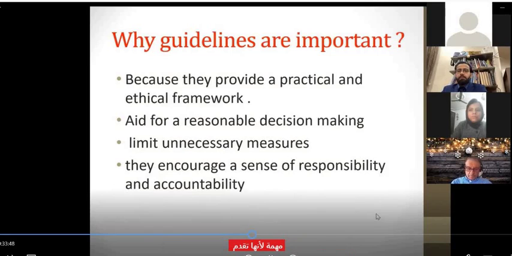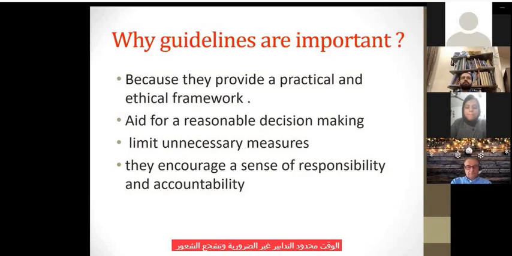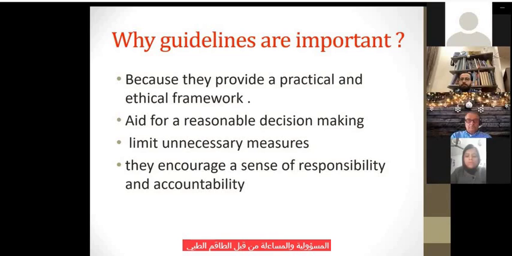Why are the guidelines important? Because they provide practical and specific management points for the patient and not waste time. They limit unnecessary measures, and they encourage the sense of responsibility and accountability by the medical staff.